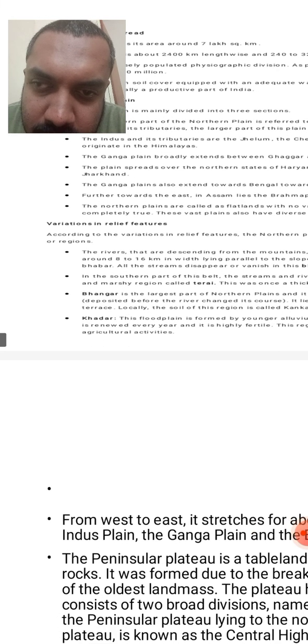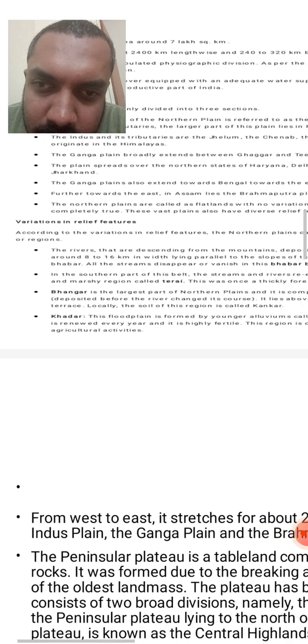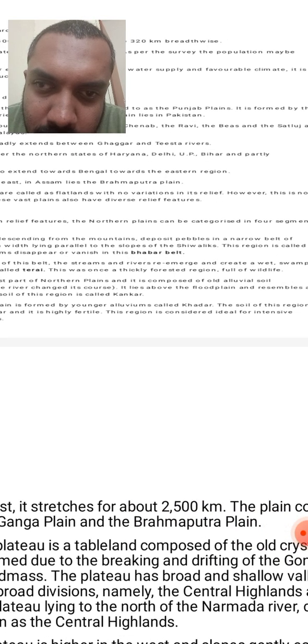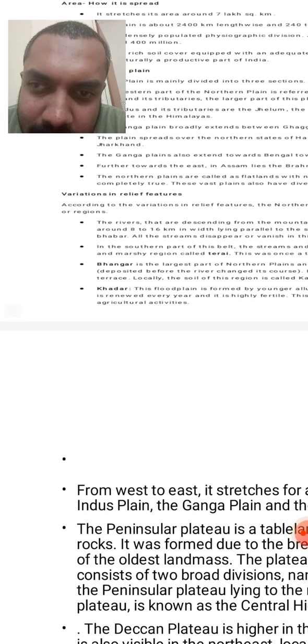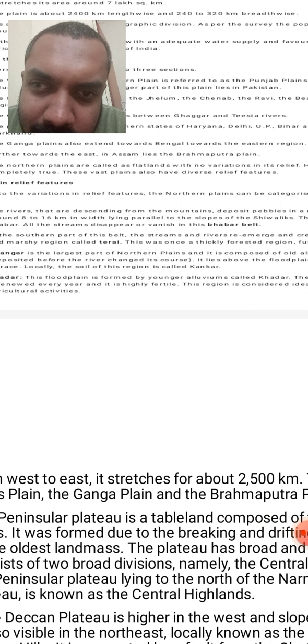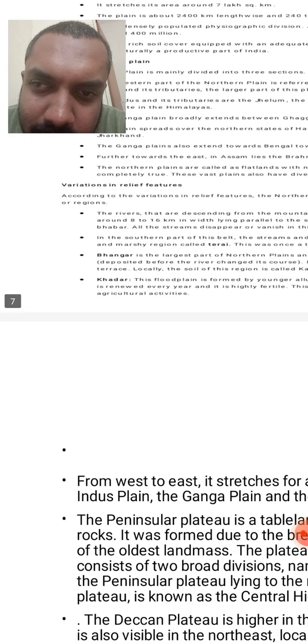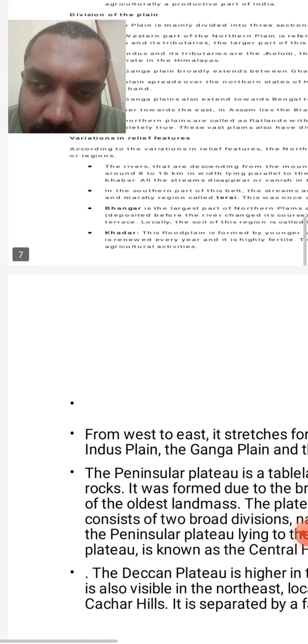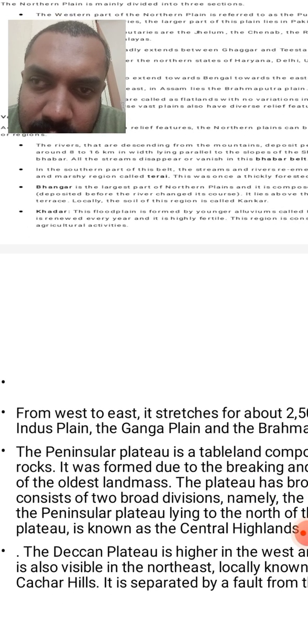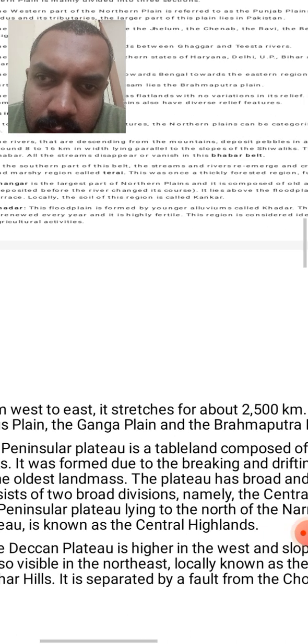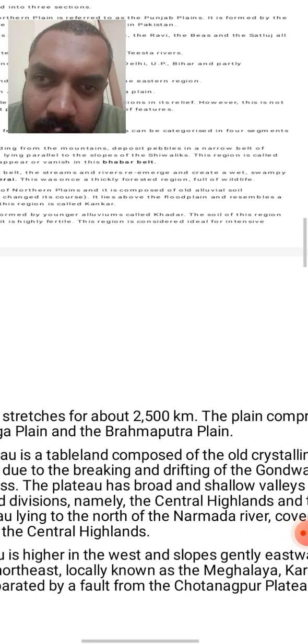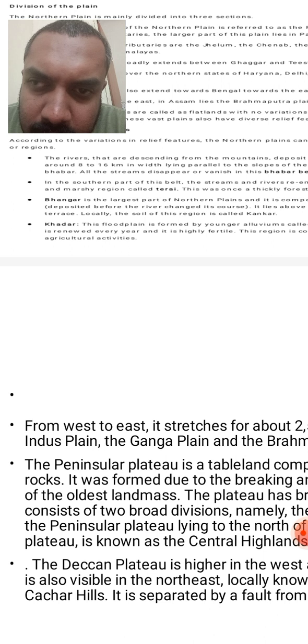The Bhabar is the southern part of the belt. The Bhangar, which is the largest part of the northern plain, is composed of old alluvial soil deposited before the river changed its course. It lies above the floodplain and resembles a terrace. The Khadar floodplain is formed by younger alluvium, and the soil of this region is renewed every year and is highly fertile.